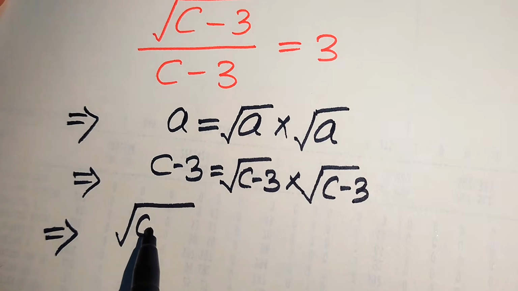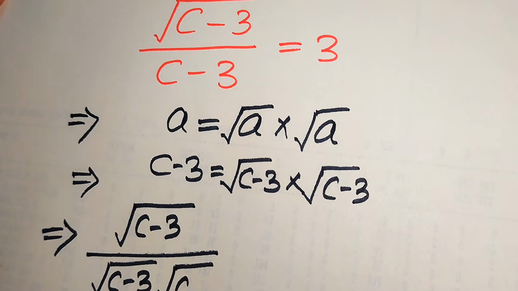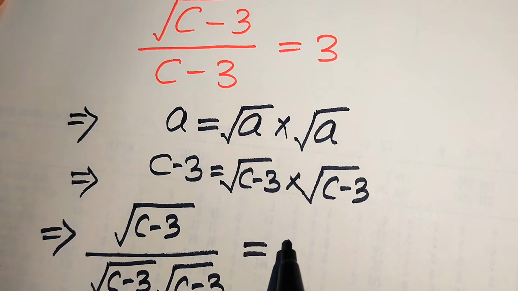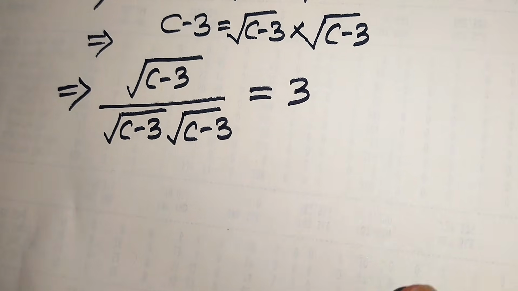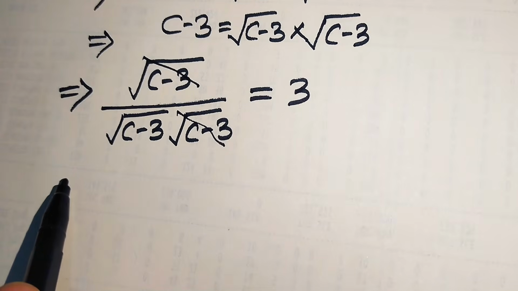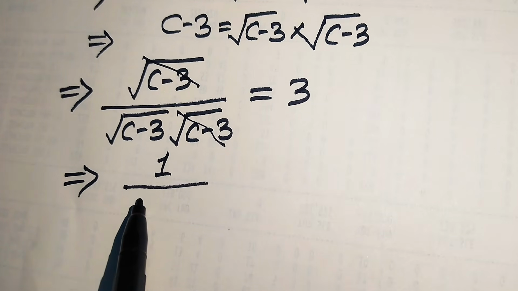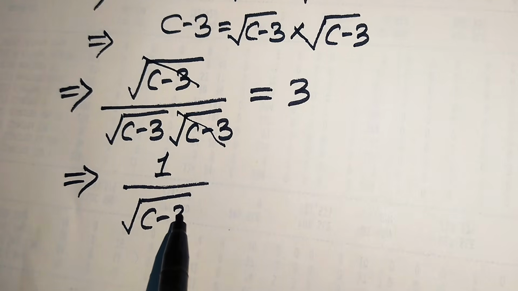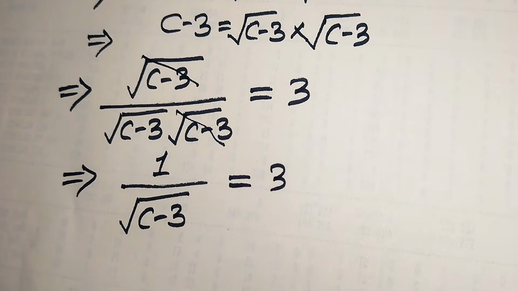This is square root of c minus 3 divided by square root of c minus 3 multiplied by square root of c minus 3, and this whole equation is equal to 3. And further, in the next step, the square root of c minus 3 and the square root of c minus 3 cancel out each other, and the remaining value is 1 divided by square root of c minus 3, and this whole equation is equal to 3.